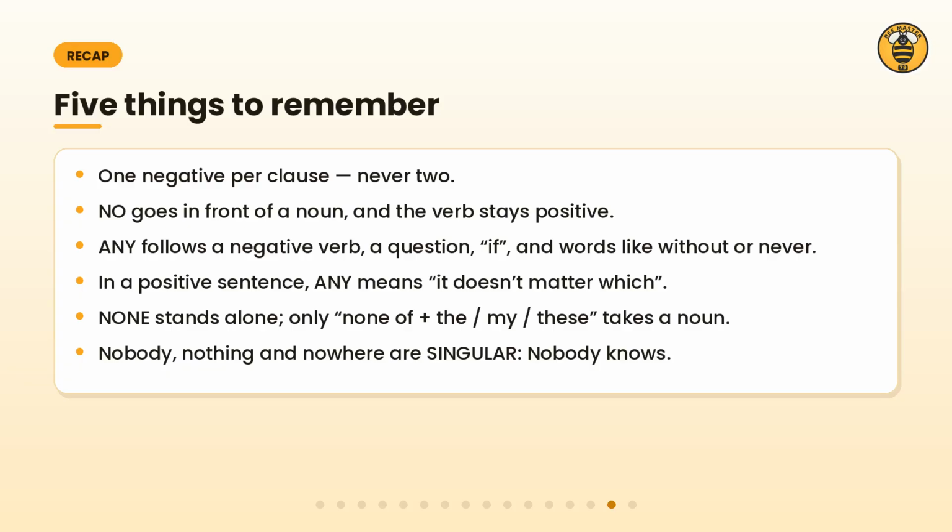Let us finish with the 5 things worth memorizing. 1. One negative per clause, never 2. 2. No goes in front of a noun and the verb next to it stays positive. 3. Any follows a negative verb, a question, the word if, and negative flavored words like without and never. 4. In a positive sentence, any means it doesn't matter which. 5. None stands alone. The only time a noun follows is in the phrase none of the, none of my, none of these. And do not forget, nobody, nothing and nowhere all take a singular verb.